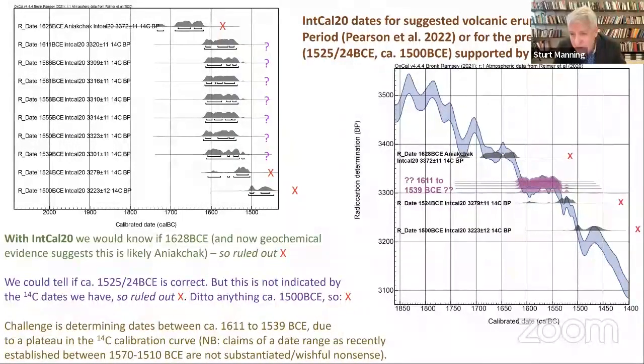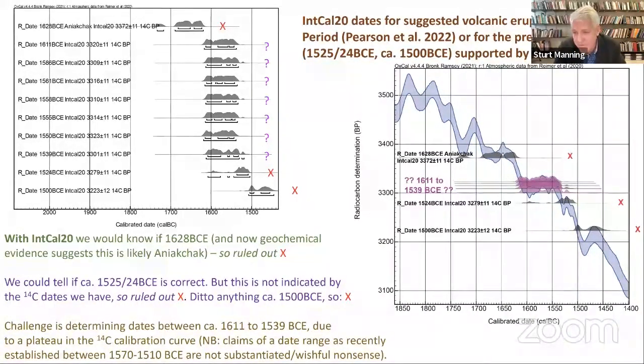The three that we can rule out sit at quite distinct, different periods of the calibration curve. All of the values between 1611 and 1539 that we cannot distinguish sit across this plateau in the calibration curve, and that's why they all appear to be more or less identical in terms of the radiocarbon calibration age, if we only had that.